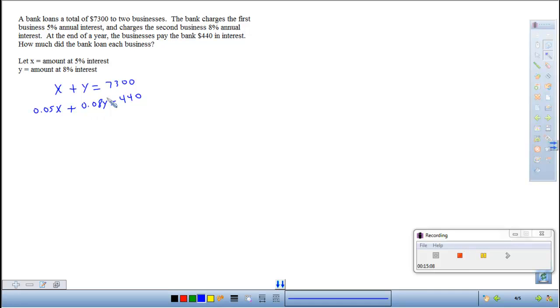Now you can use substitution or elimination in this one, either one that you choose. I'm going to use substitution. I'm going to get y by itself in that first equation, by subtracting x. So I'm going to rewrite my equation to have y equals 7,300 minus x. Now what that allows me to do is, since y equals 7,300 minus x, wherever y is in my second equation, I can replace it with the 7,300 minus x.